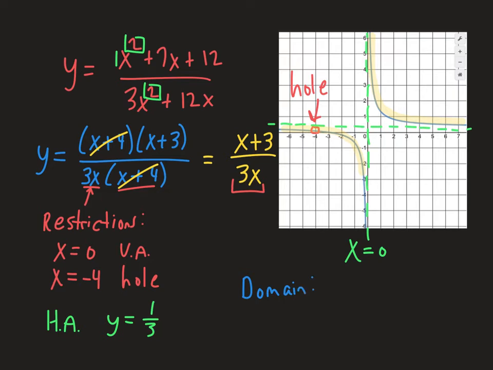So it's defined on all real numbers except those two restrictions. So for the domain, we would just list it as x cannot equal 0 or negative 4, because that's where we have the vertical asymptote and the hole.